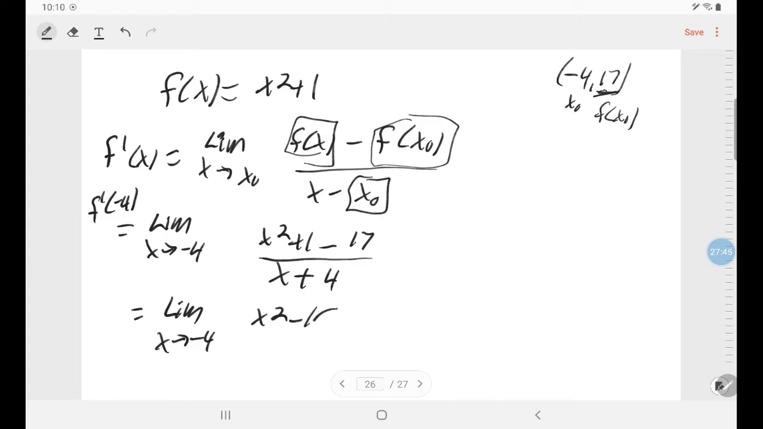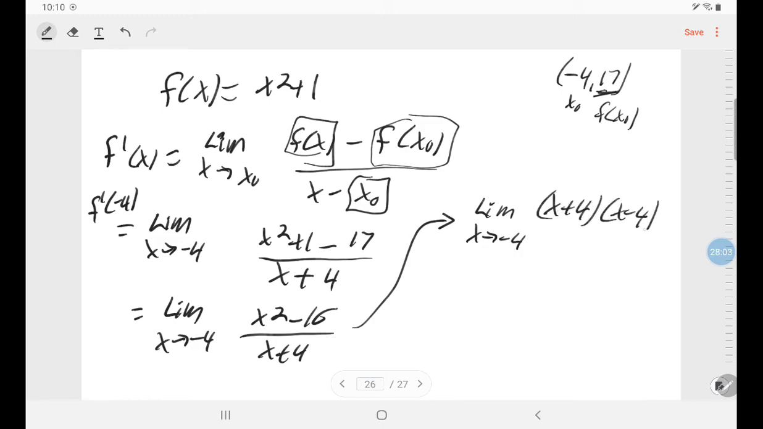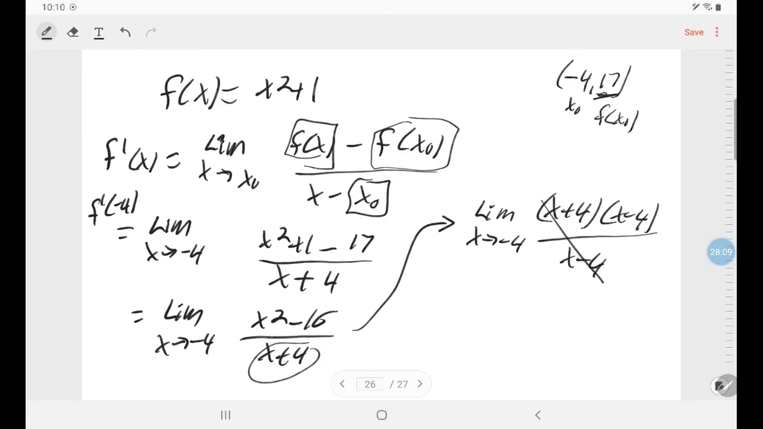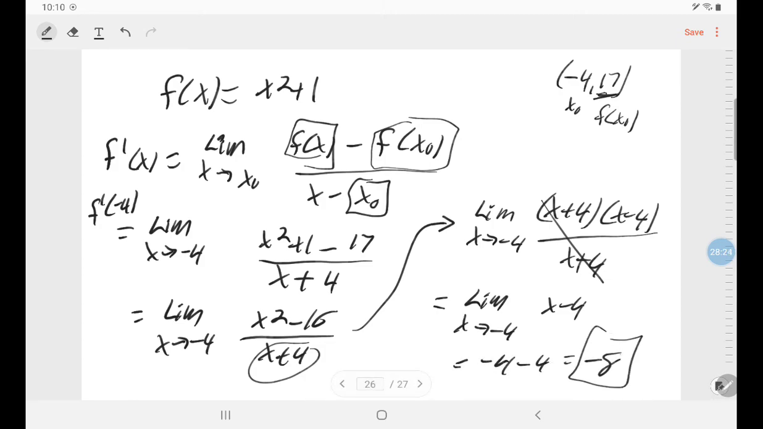which gives me the limit as x approaches -4 of x squared minus 16 over x plus 4. Again, plugging this in is going to give you your indeterminate form. So let's go ahead and factor a difference of squares, x plus 4 times x minus 4, which cancels with the x plus 4 on the bottom, giving me the limit as x approaches -4 of x minus 4, which gives me -4 minus 4, -8.